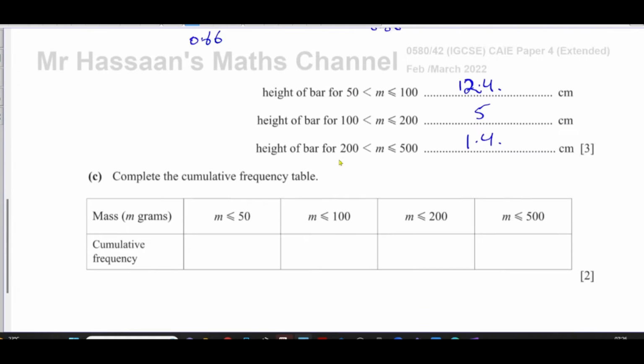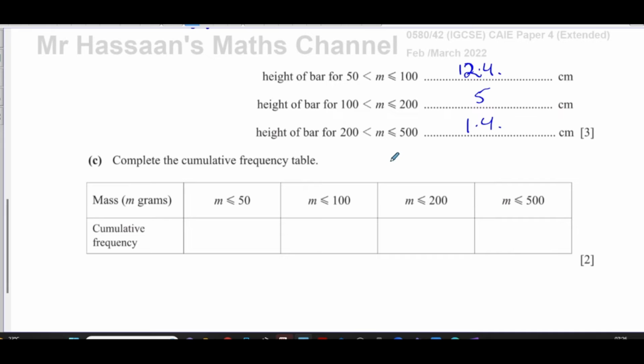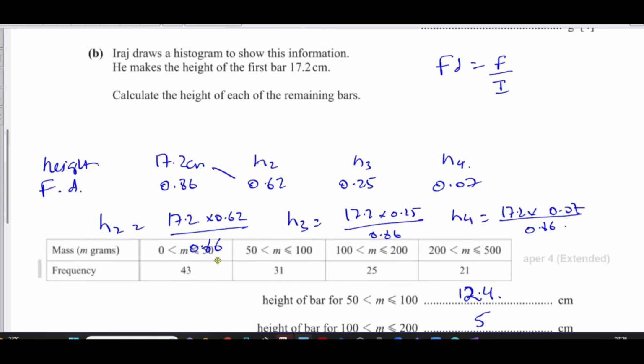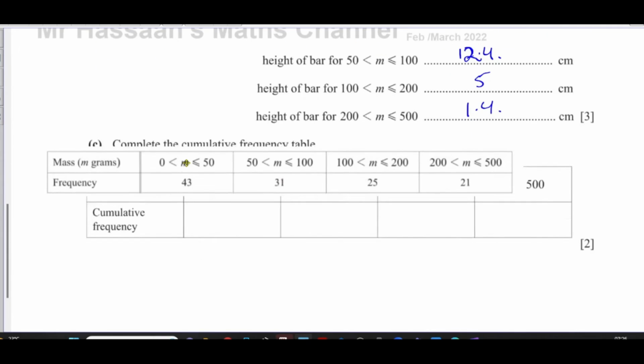Now for part C, it says complete the frequency table. So now I'm going to take this same table here and bring it down. Just bring the same table down.